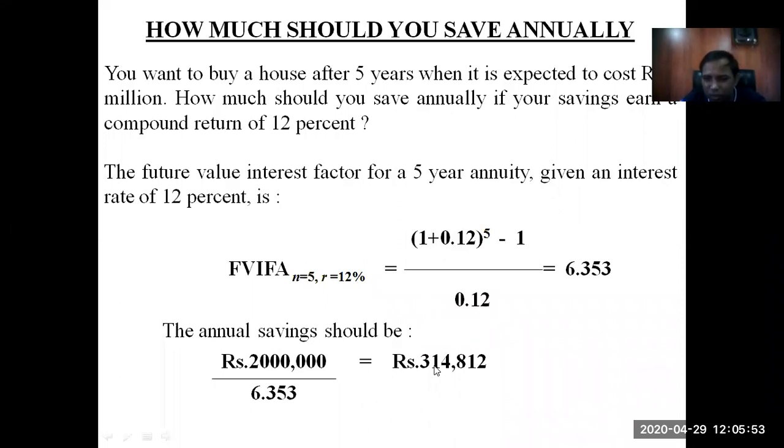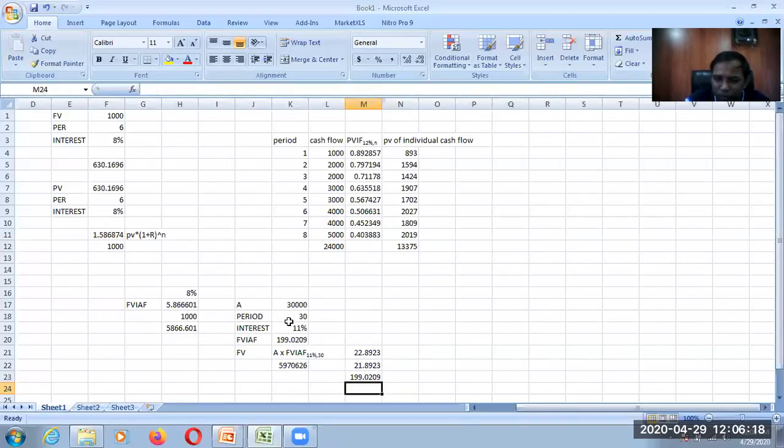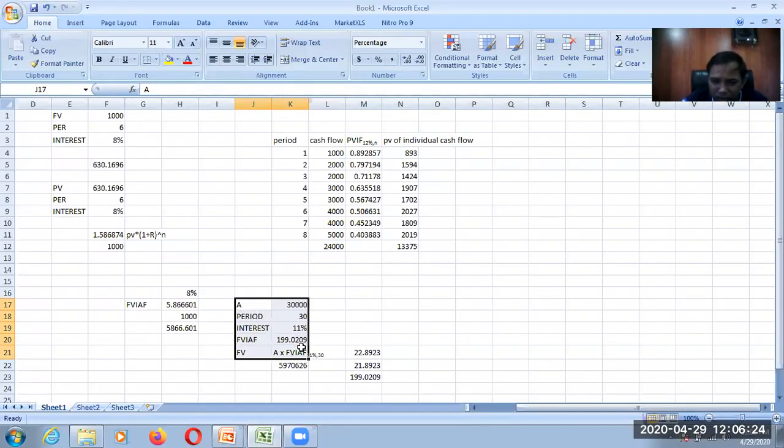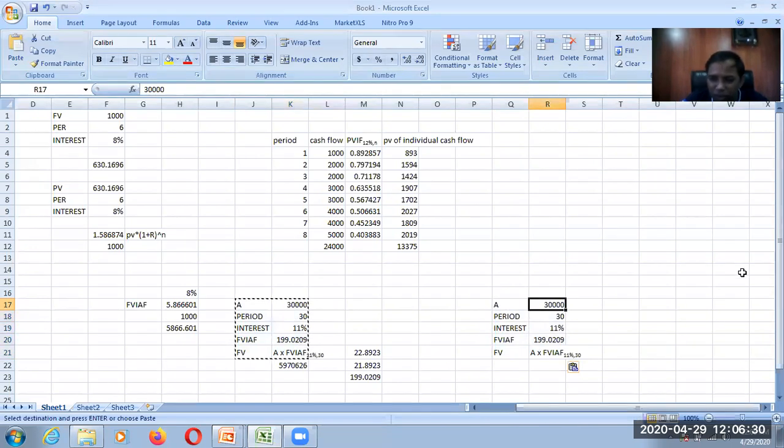Let us try to solve it out again, and that will help you understand. You want to buy a house after 5 years, and the cost is 2 million. So how much amount will you be saving annually, because the saving is compounded at 12 percent per year? The future value interest factor for a 5-year annuity is calculated to be 6.353. Let us put it here directly. We do not know our annuity value, so we are skipping it here simply.